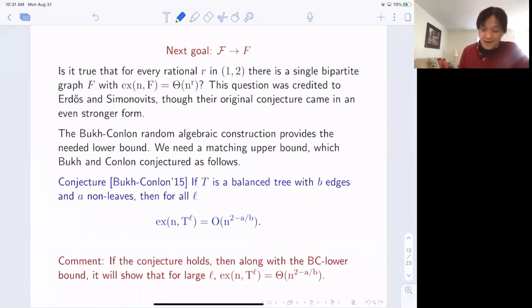So they conjectured that if T is a balanced tree with B edges and A non-leaves, then for all positive integers L, the extremal number for this rooted power T to the L is upper bounded by big O of n to the 2 minus A over B.